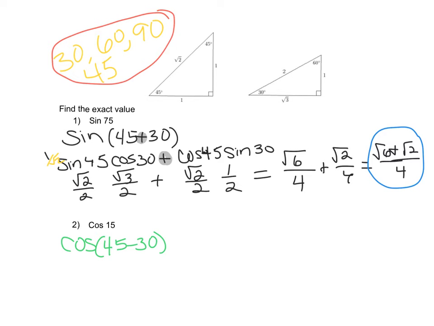Okay, so the cosine formula says do cosine, then cosine, and then sine and sine. And in between, I want the opposite operation. So I'm going to go cosine of the first times cosine of the second number. And it's subtracting, so I want to add for this. Cosine's the opposite operation. And then I'm going to do the same thing with the sine. So I have sine of 45, sine of 30.